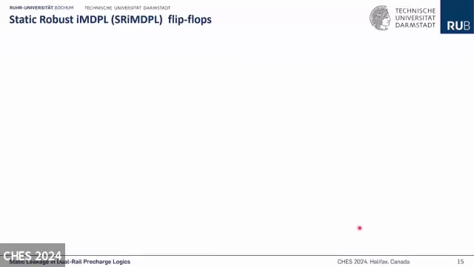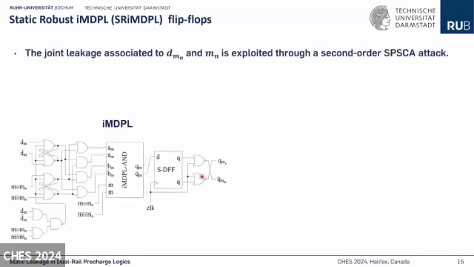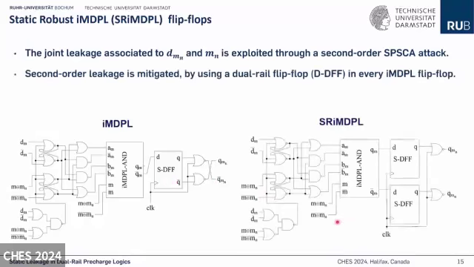The next optimization is related to the IMDPL. We mentioned that the joint leakage of the mask D with the mask bit M of N is exploited through a second-order SCA attack. But if we replace this single-rail flip-flop with two single-rail flip-flops, as in this new structure, the flip-flop always stores both complementary values.